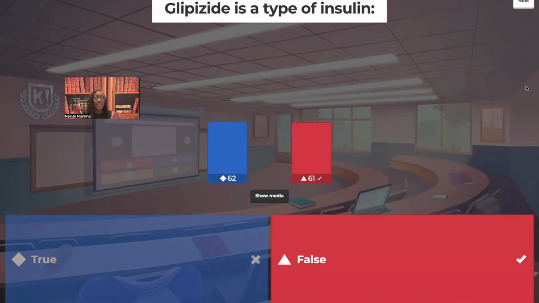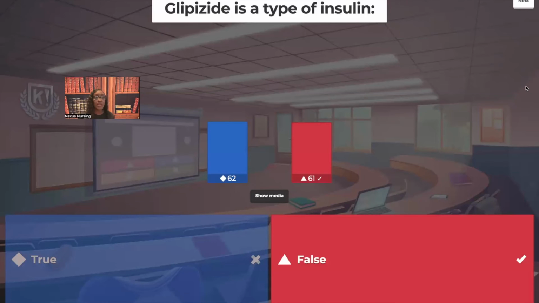Glipizide is an anti-hyperglycemic agent, but it's not insulin. Insulin is an anti-hyperglycemic agent. Glipizide is an anti-hyperglycemic agent, but they're not the same thing. Insulin is administered either by injection subcutaneously or by IV, whereas glipizide is given by mouth. Insulin cannot be given by mouth.